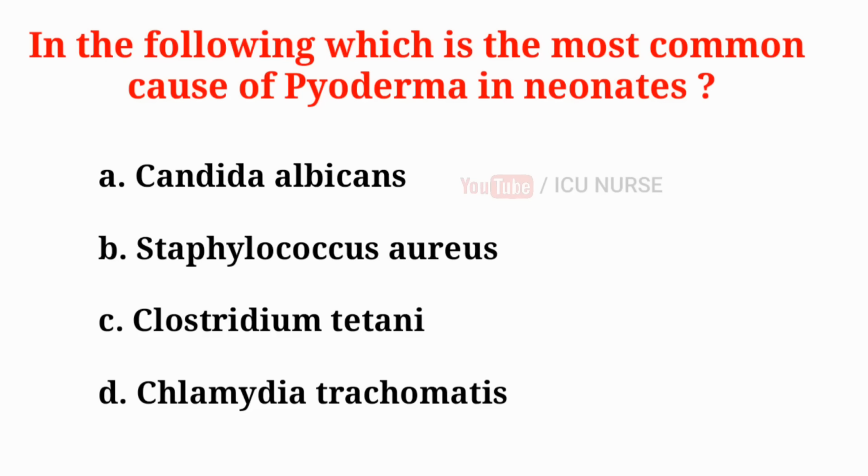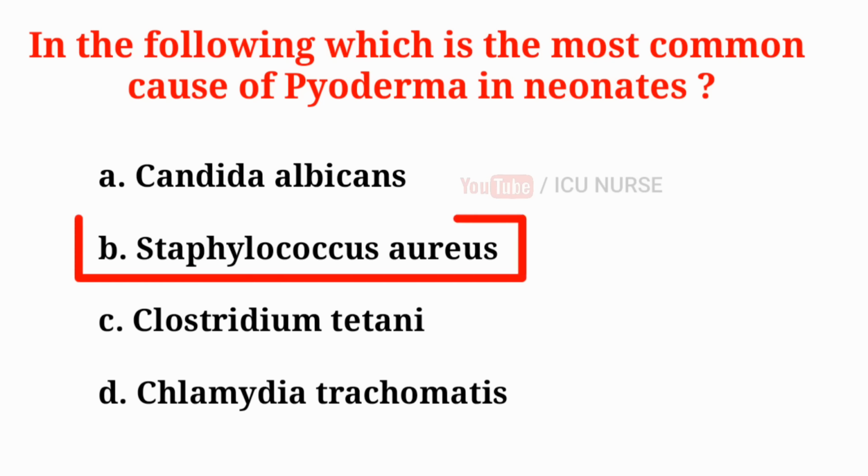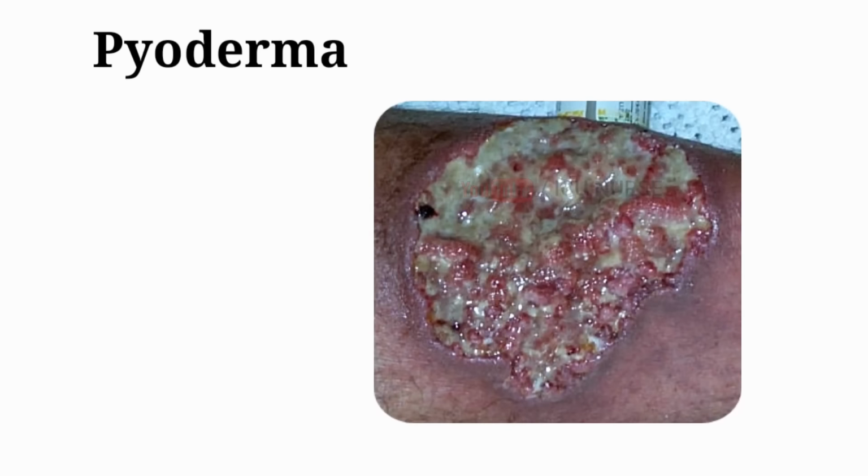In the following, which is the most common cause of pyoderma in neonates? A. Candida albicans. B. Staphylococcus aureus. C. Clostridium tetani. D. Chlamydia trachomatis. And the correct answer is B. Staphylococcus aureus. Pyoderma means any skin disease with formation of pus.